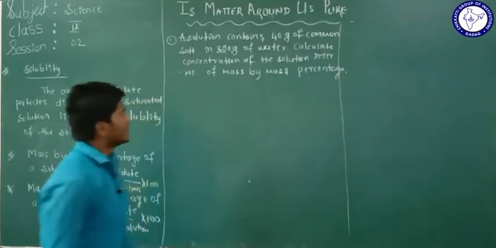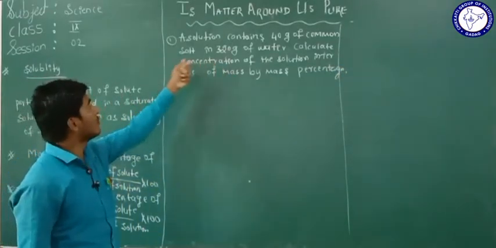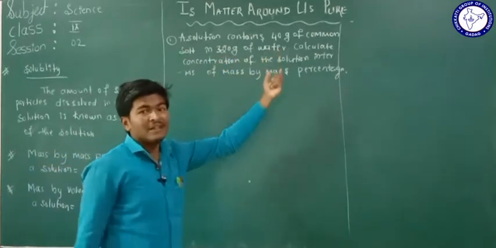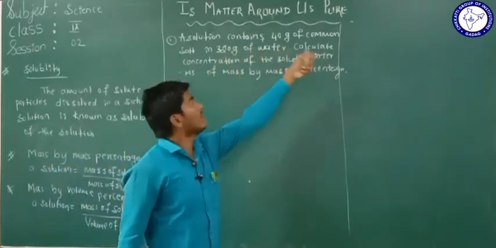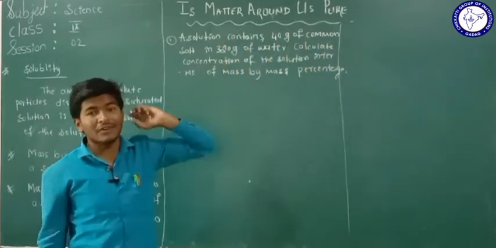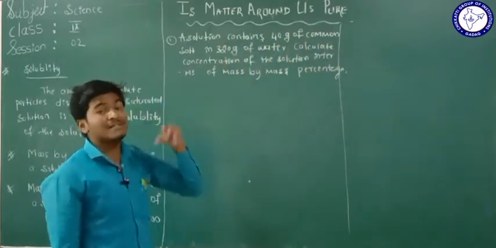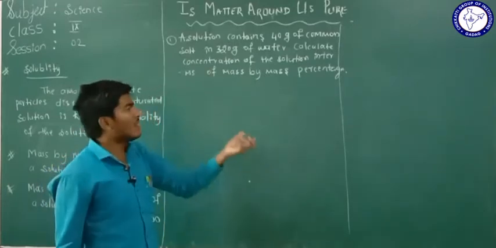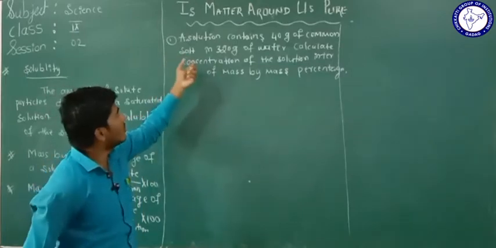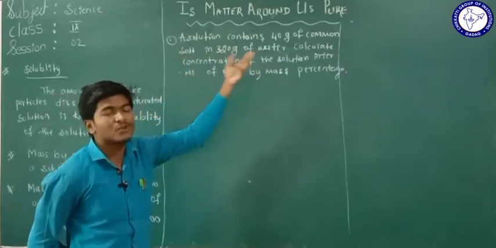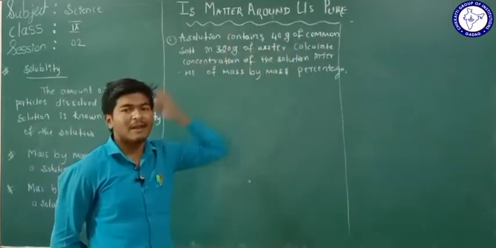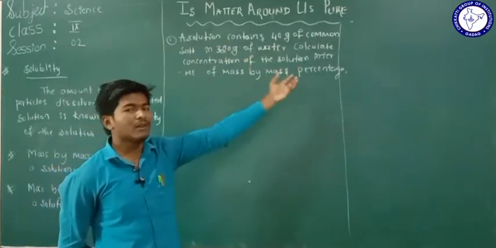See here, a solution contains 40 gram of common salt in 320 gram of water. They have given the mass of the solute, 40 gram, and they don't give the mass of the solution, they give the mass of the solvent as 320 grams. So how are we going to get the mass of the solution? By adding the mass of the solute and the mass of the solvent, we get the mass of the solution.